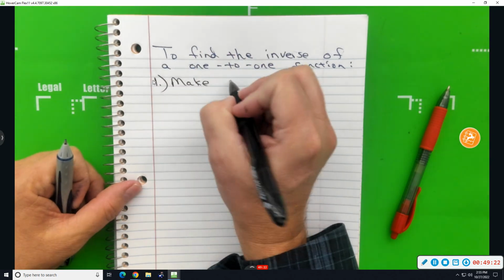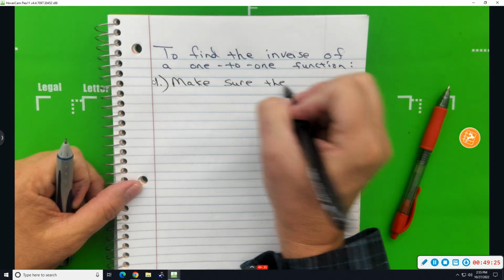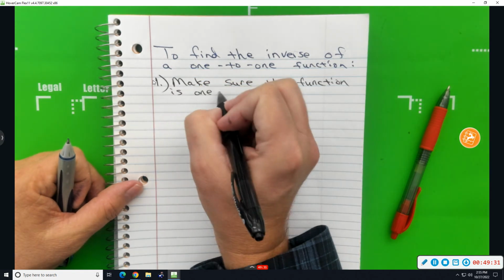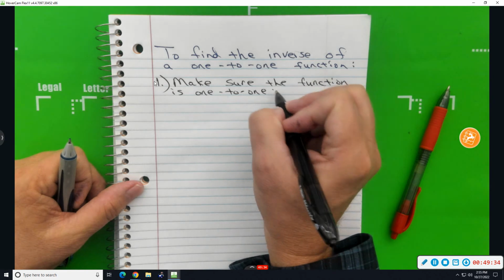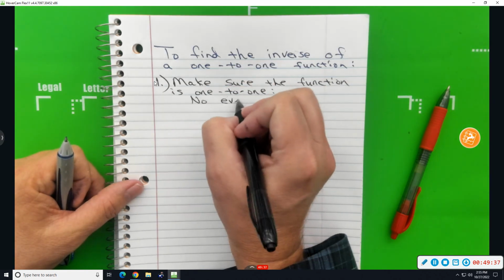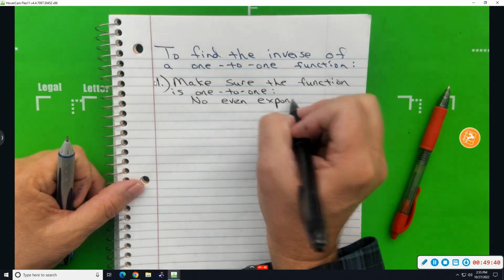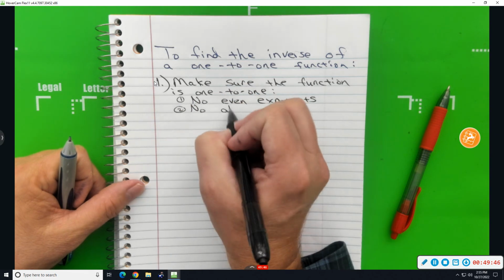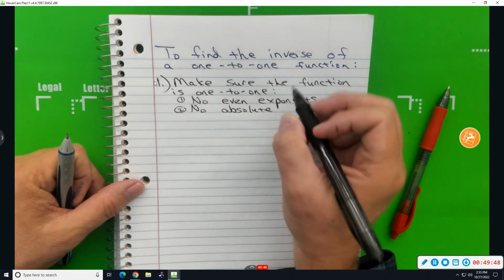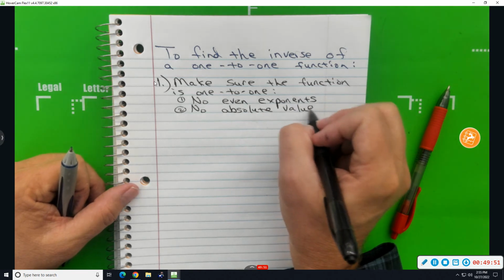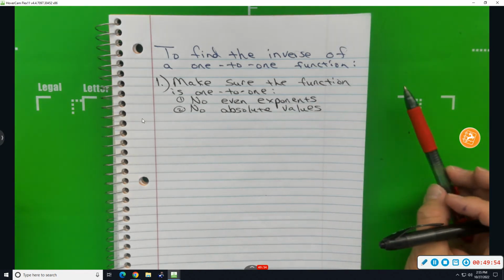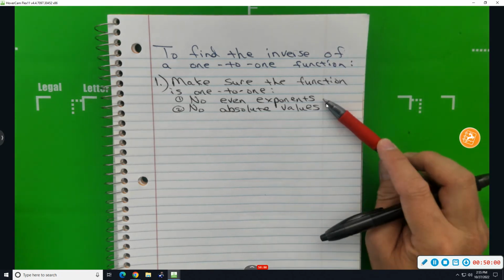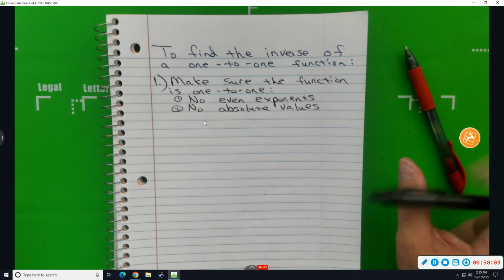Make sure the function is one-to-one. That means no even exponents, no absolute values, and there are plenty of other functions that aren't one-to-one, like the sine and cosine trig functions. But for our purposes, the things that aren't one-to-one involve even exponents and absolute values. So make sure you don't have those.